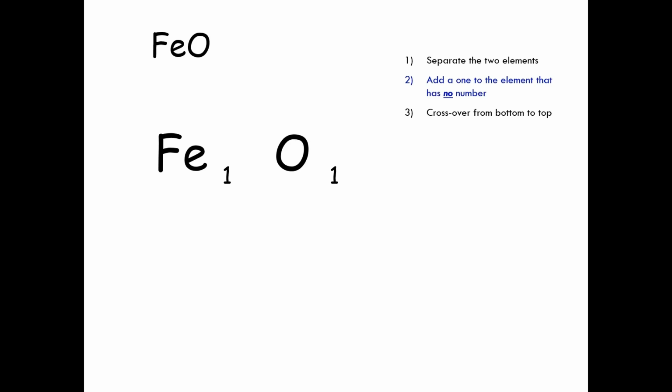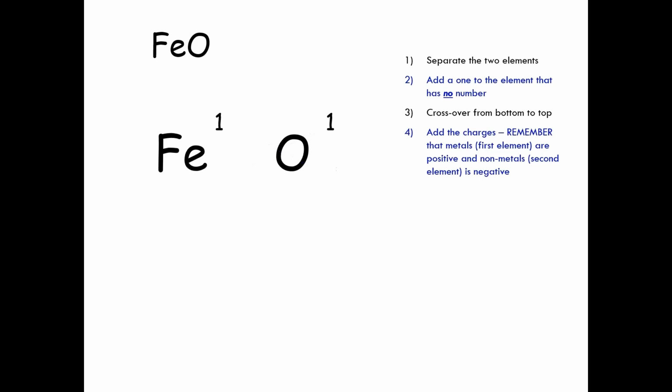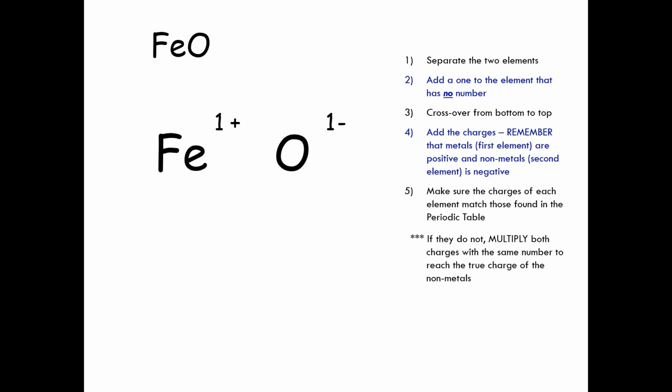So step 1, separate the two elements. Step 2, add a 1 to the element that has no number. So both of them have no number, and so both of them get the value 1. Cross these values up from bottom to top. Add the charges. The metal will be positive and the non-metal will be negative. And rule number 5, make sure the charges match those on the periodic table.